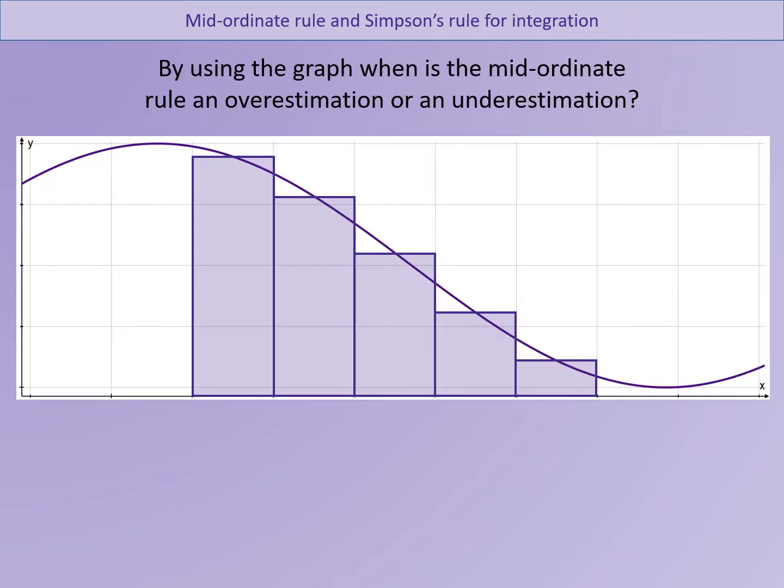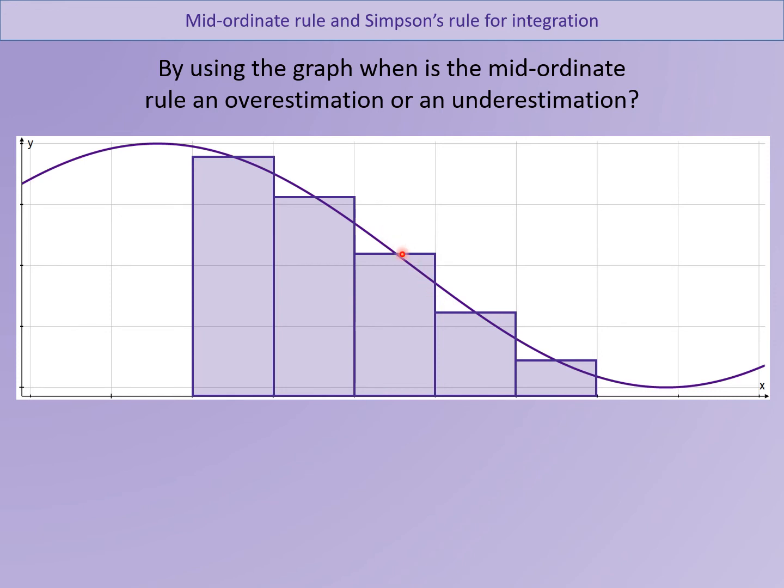Okay, so just before we move on to some questions yourselves, what I'd like you to do is have a quick look at that graph. You can see that I've used the mid-ordinate rule to approximate the area underneath it between these two limits. And what I'd like to consider is whether the mid-ordinate rule is an overestimation or an underestimation. So just pause there, have a think about it, make sure you're using the right key language, and just see what you think. Is it an overestimation? Is it an underestimation?